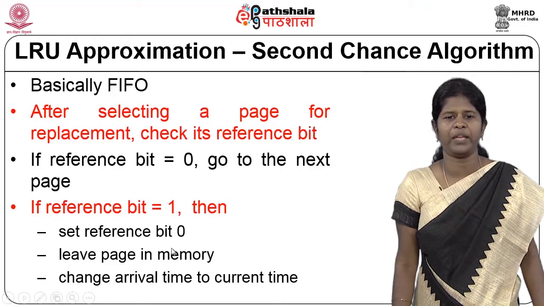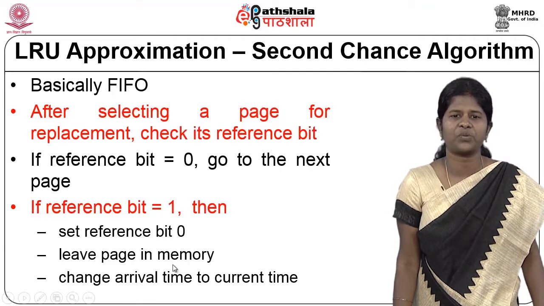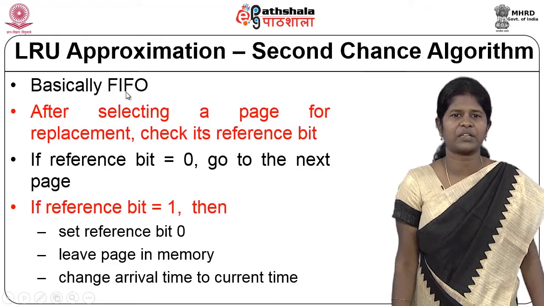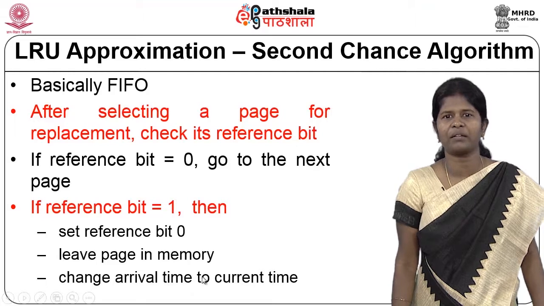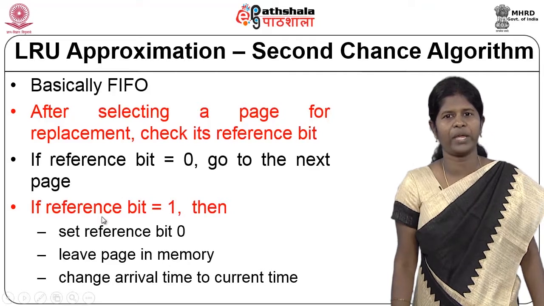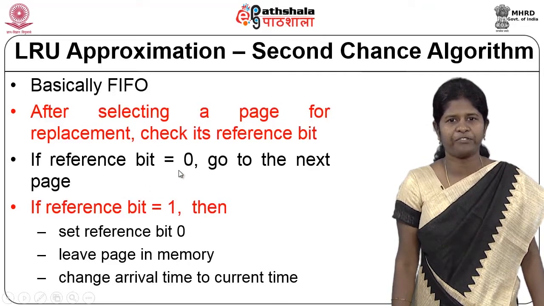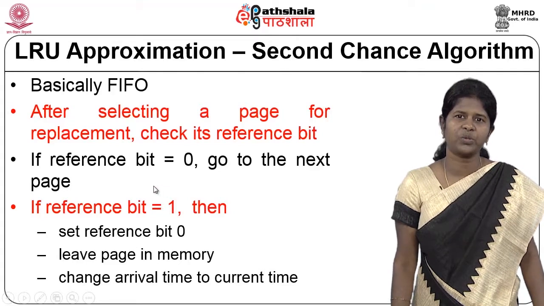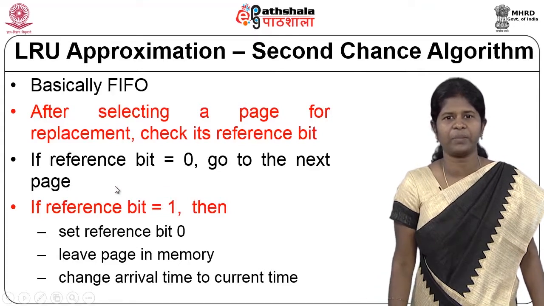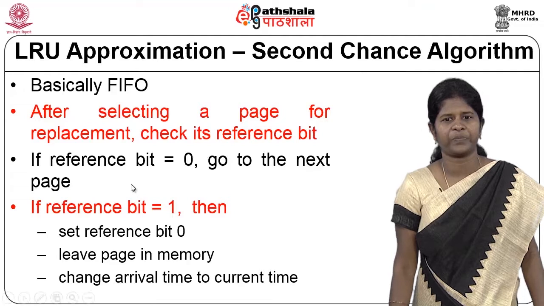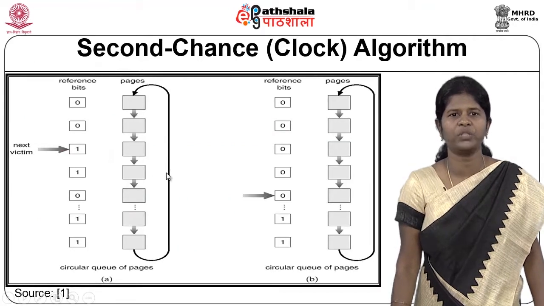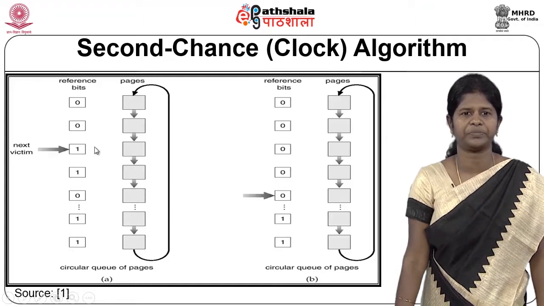So, this page will be looked at as a page that was referred to recently, and because it is a FIFO kind of replacement, when you are changing the arrival time to the current time, it will be moved back in the queue. So, whichever came in first will be selected for replacement, but now we add one additional piece of information. If the page was referred to recently, you add it to the end of the queue. If you are using a queue for the implementation, you add it to the end of the queue, so that it will not be considered for replacement immediately. So, look at this example of how this second chance algorithm works.